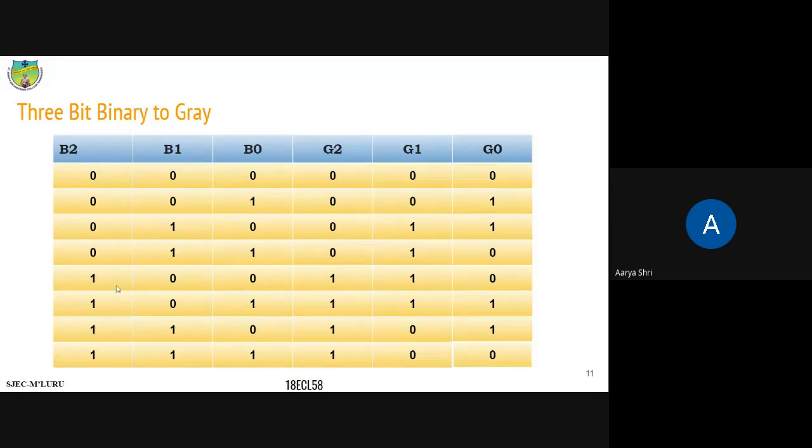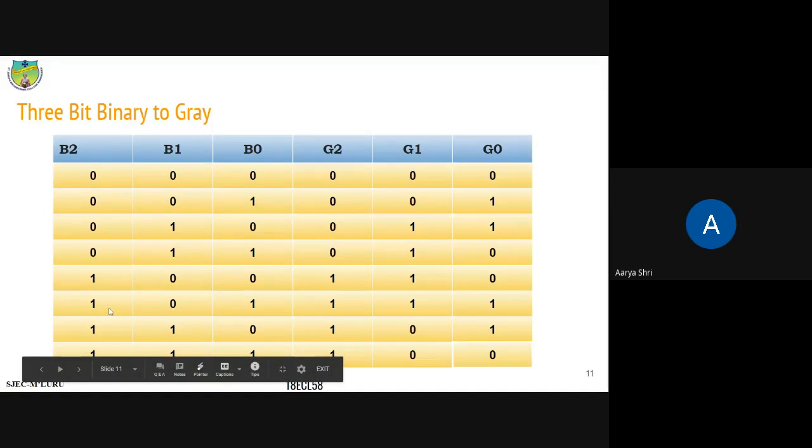If it is 1, 0, 0, then 1, 1, 0 is the output. If the input is 1, 0, 1, then the output will be 1, 1, 1. For 1, 1, 0, the output is 1, 0, 1. And finally, for 1, 1, 1, the output will be 1, 0, 0.